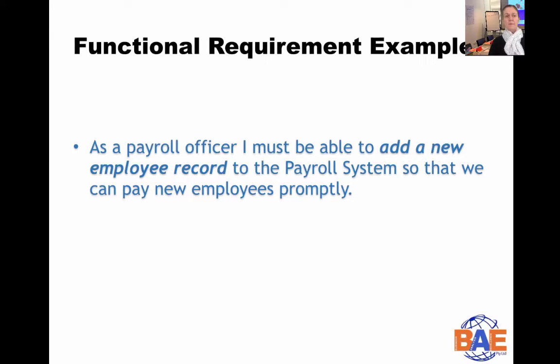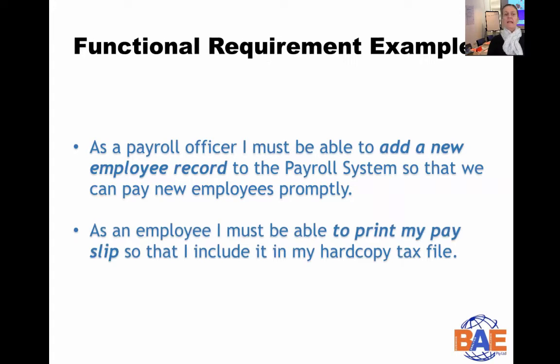So a functional requirement example could be, as a payroll officer, I must be able to add a new employee record to the payroll system so that we can pay new employees promptly. So just important here to note that we're now talking about a specific function we would like the system to be able to perform, namely to be able to add a new employee record. And as an employee, I must be able to print my payslip so that I can include it in a hard copy tax file. Here, the operative word is print.